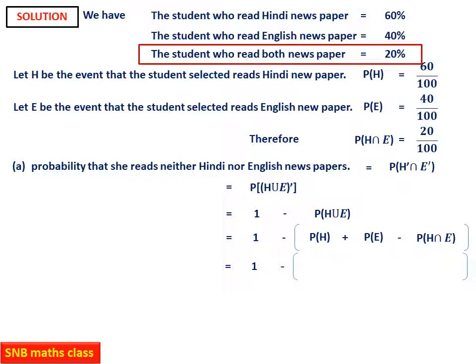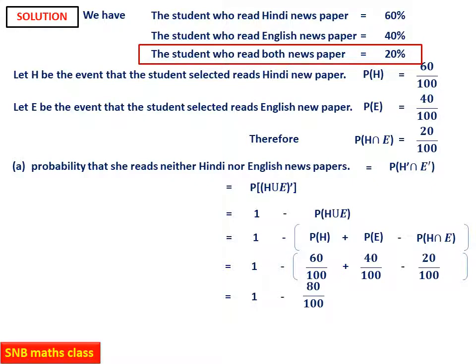Then what is probability H? Probability H is 60 by 100. So substitute. Similarly, what is probability E? It is 40 by 100 minus. What is probability H intersection E? That is 20 by 100. Just simplify. So it is 1 minus 80 by 100.